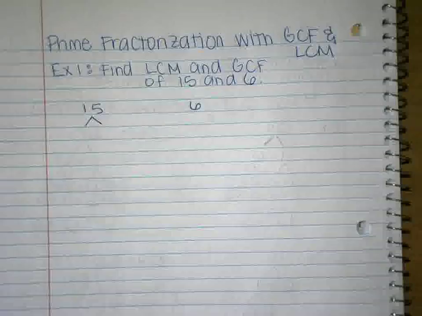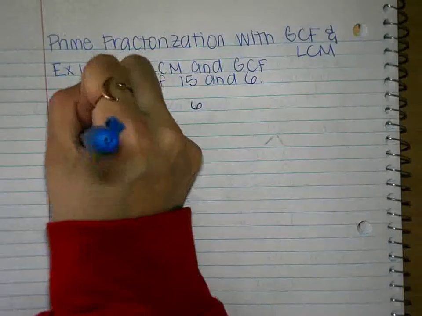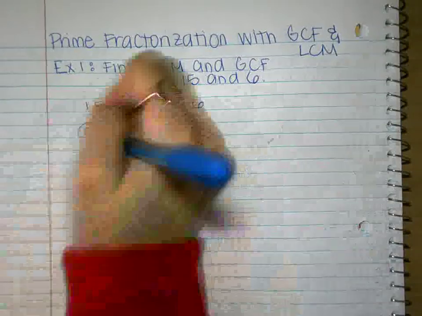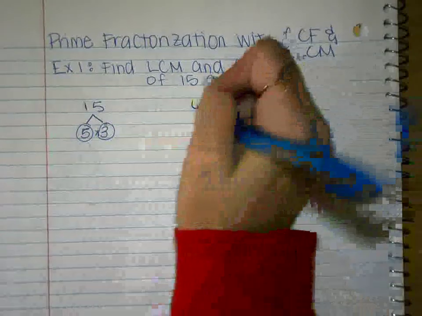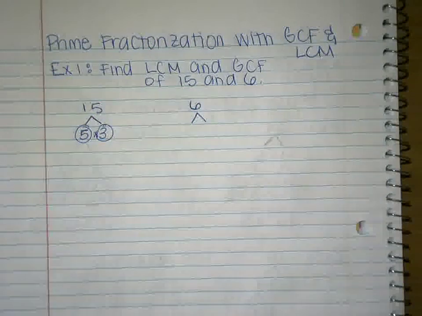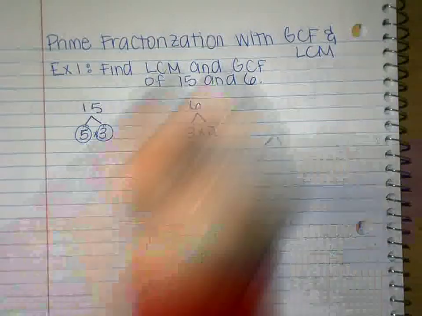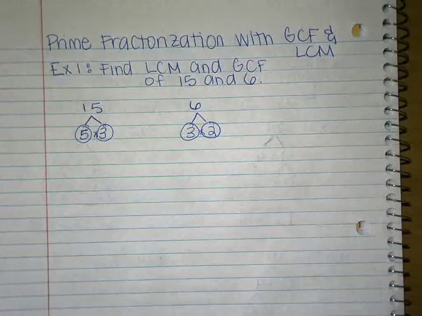Okay? I'm going to use my tree. What times what gives me 15? Now notice I've never done 1 and 15 because that doesn't make a difference. So it has to be another number because 15 is not prime. So it is 5 times 3. Well, 5 is prime, so circle it. 3 is prime, so circle it. Then I'm going to move over to 6. 6 is a composite number, so what times what will give me 6? 3 times 2 will give me 6. So I'm going to circle 3 and 2 because they are both prime numbers.